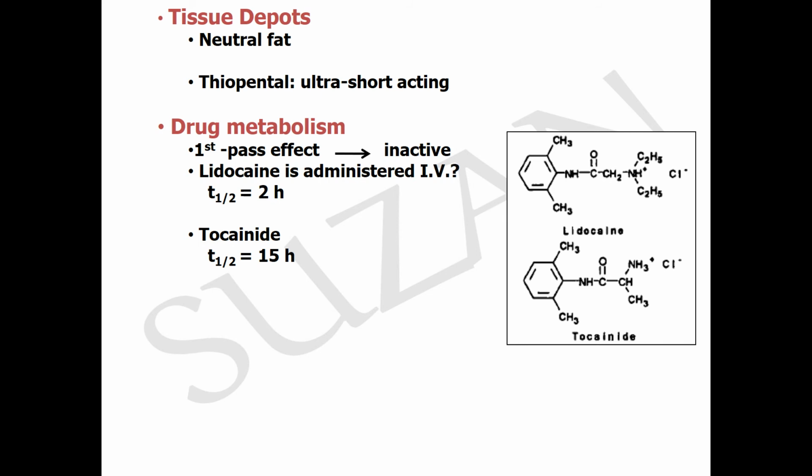A classical example of the significance of the first pass effect is lidocaine. Lidocaine is a local anesthetic, and also used as an antiarrhythmic agent. This lidocaine cannot be given orally because it will be inactivated in the liver through the first pass effect to an inactive product, and therefore cannot be given orally. When it is intended to be used as an antiarrhythmic agent, it should be administered intravenously.